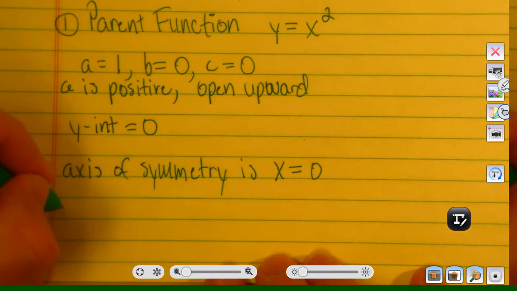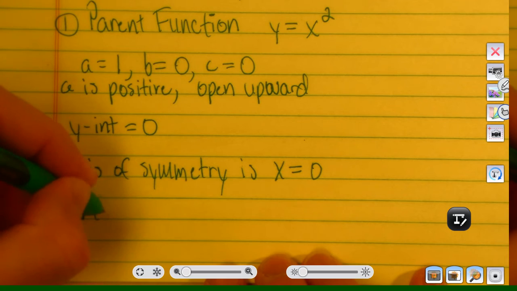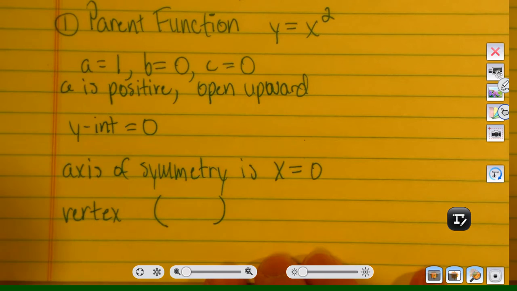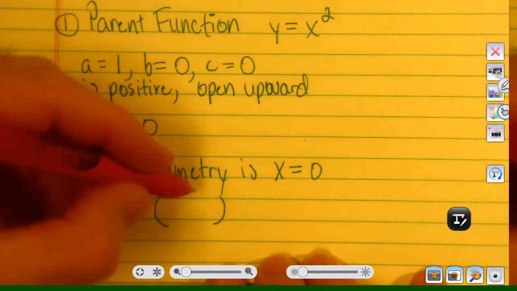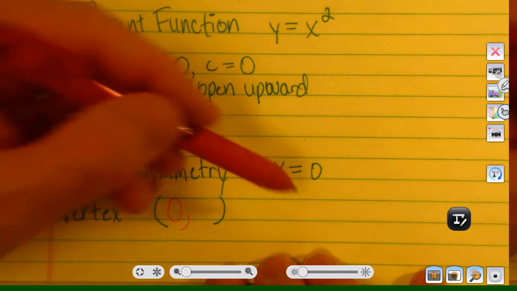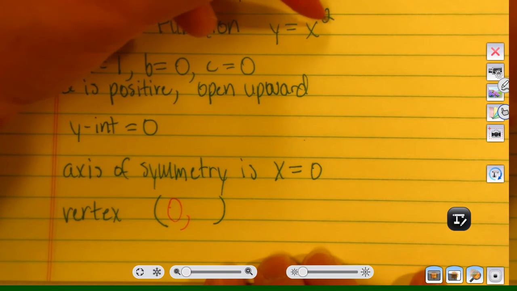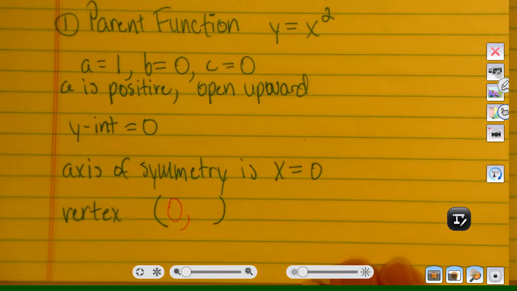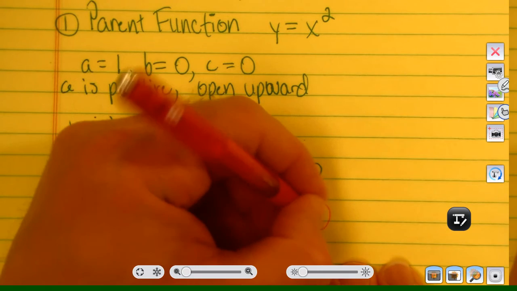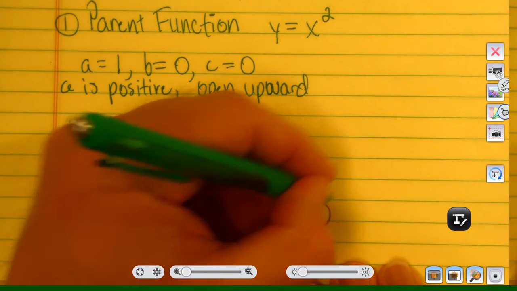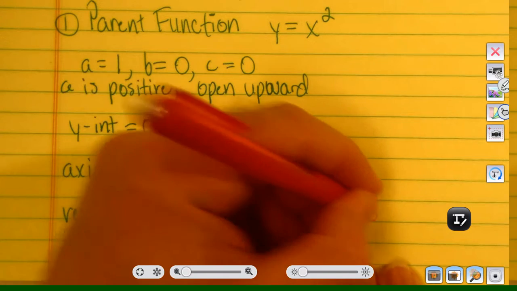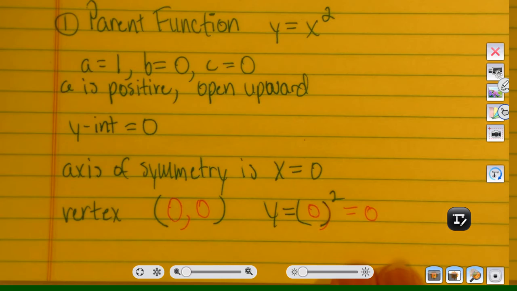To find the vertex, remember the vertex is going to be some kind of point. I know that my axis of symmetry was 0. And I plug that 0 in for x and I square it. Well, 0 squared is still 0. So when I put in y equals the 0 squared, it's still 0. So really very simply, the vertex is 0, 0.